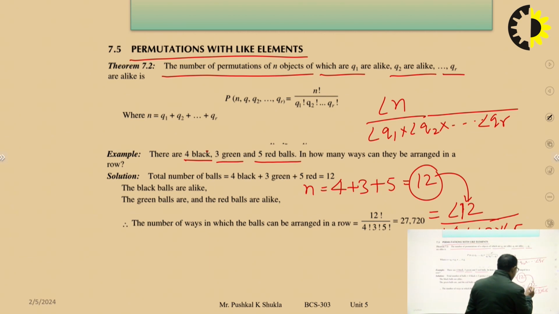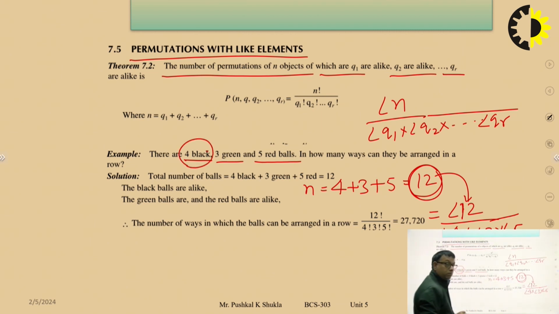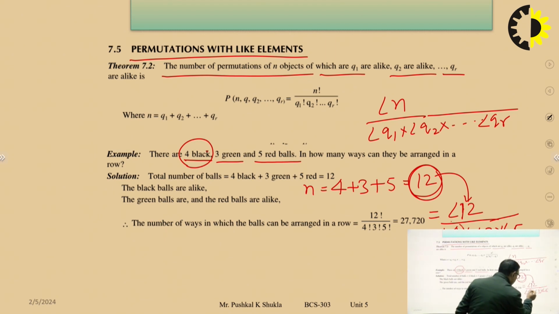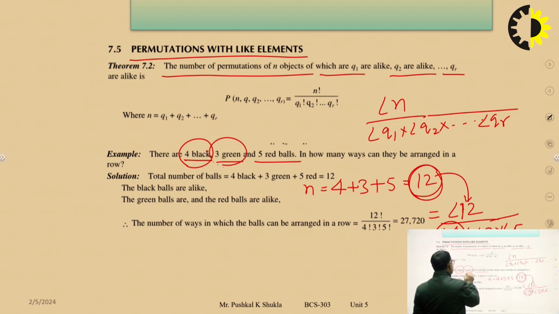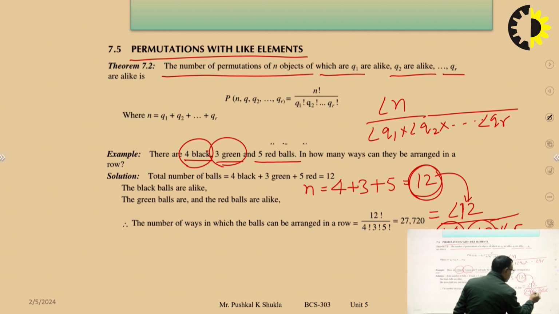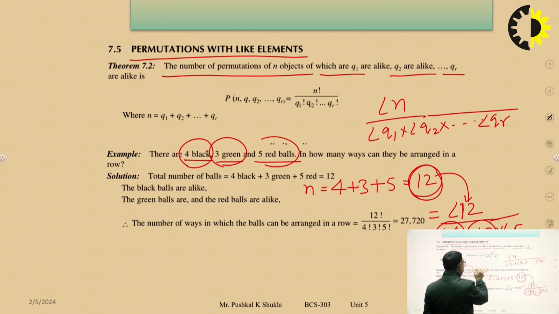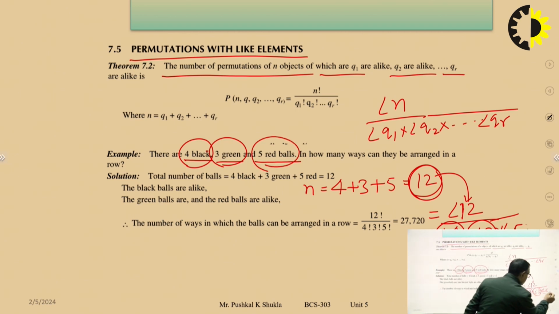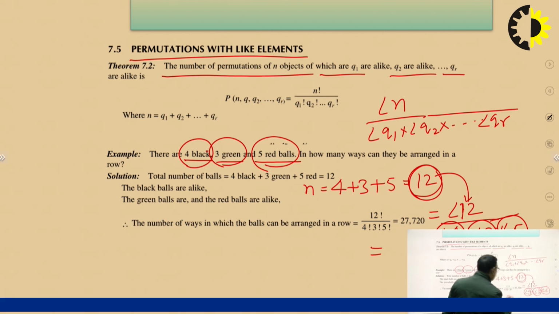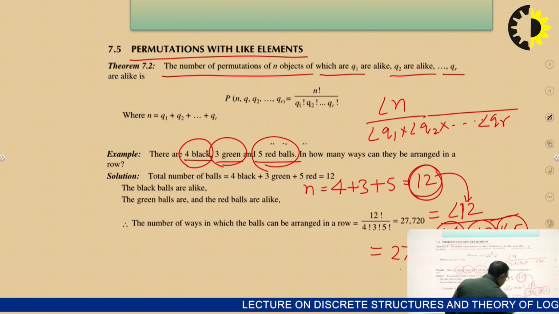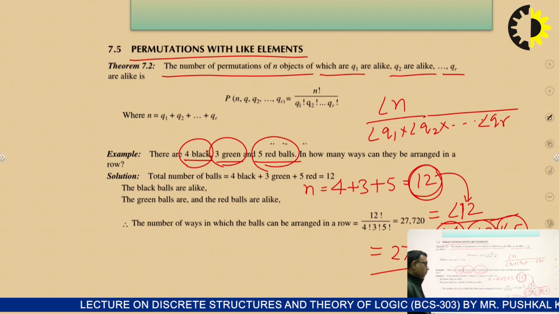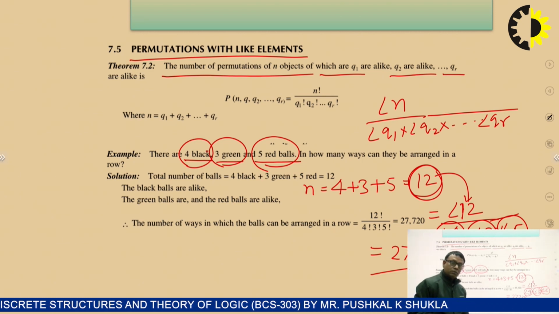Because the total number of balls will be 4 plus 3 plus 5, that is 12, out of which 4 are of the same type, that is black, so 4 factorial will come in the denominator. 3 are of the same type, that is factorial 3 here, and 5 are red, of the same type, that is factorial 5. After calculation it will come to 27720. So the total number of arrangements will be 27,720.